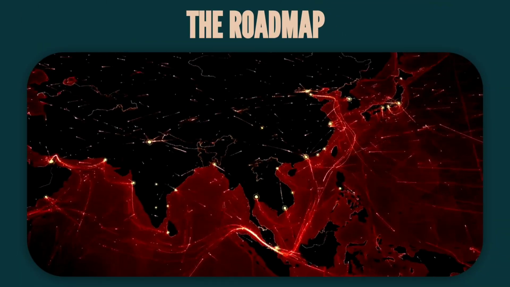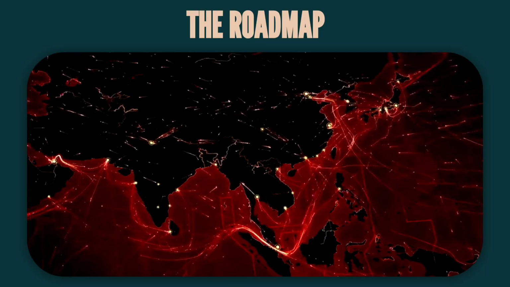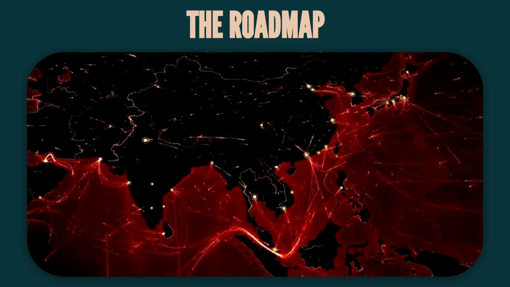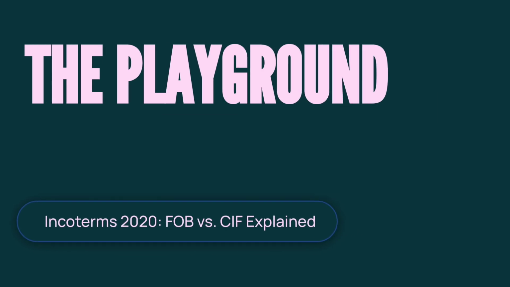We'll break this down into 4 simple sections: the specific transport playground for these terms, a look at FOB, then CIF, and finally, the critical difference between cost and risk. Let's start with where FOB and CIF actually apply, known as the specific playground in Incoterms.